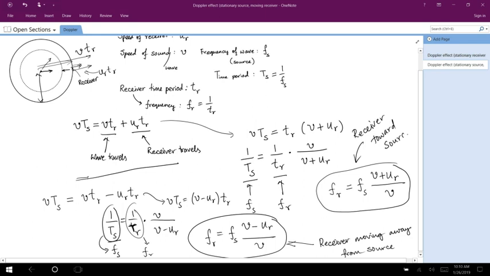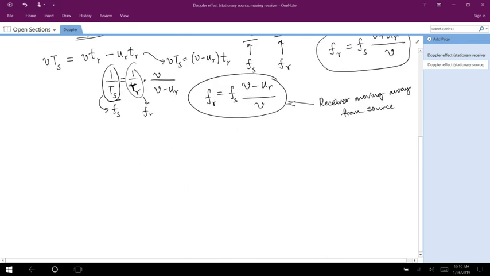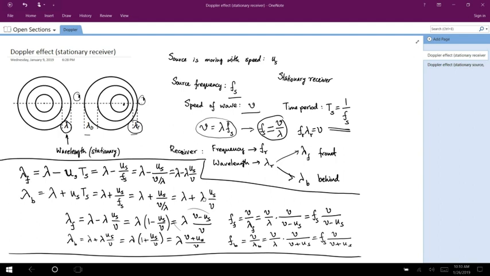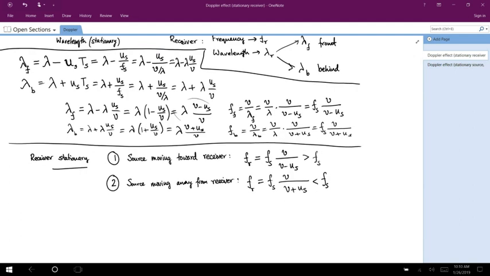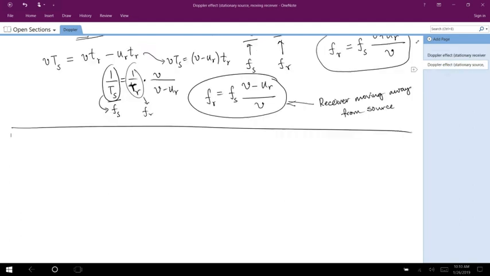All right, so now let me just briefly summarize the results that we found. In this scenario, just like in the previous scenario, we had two situations. In the previous one, the receiver was stationary but the source was moving. This time, the source is stationary. So with a stationary source, again, we have two conditions. The first one is receiver moving toward source.